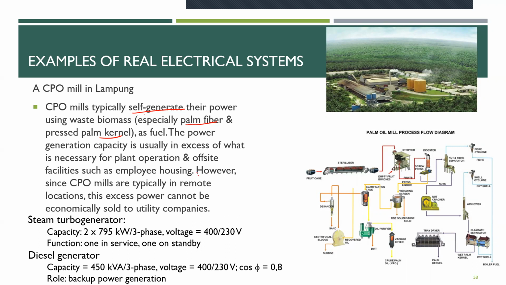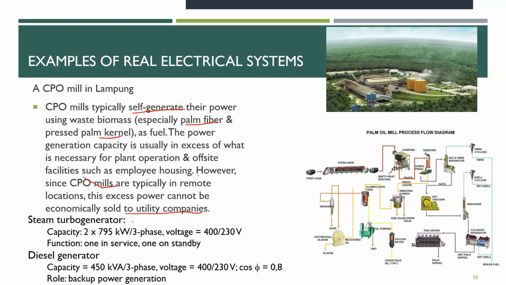However, in this case the CPO mills are typically in remote locations, so the excess power cannot be economically sold to the utility companies, because the CPO plants are in remote locations. It is different from the pulp and paper plants, where they can sell the excess electrical supply to other utility companies or other industries that need the electricity to fulfill the chemical process in the industries.